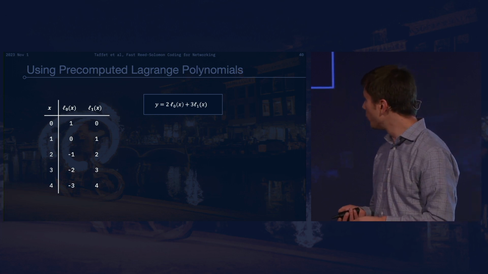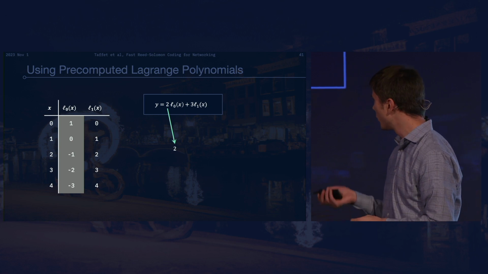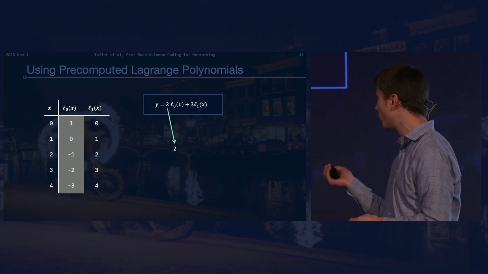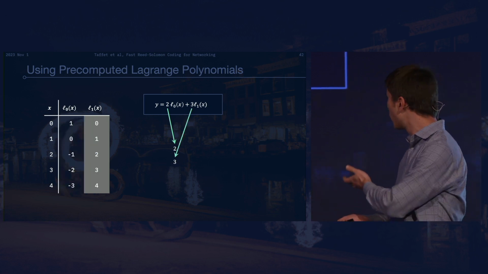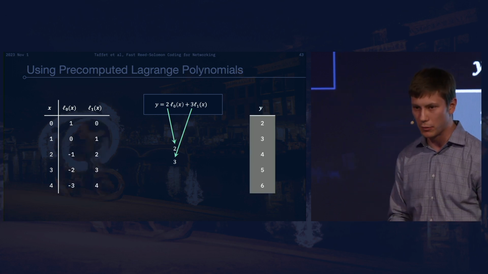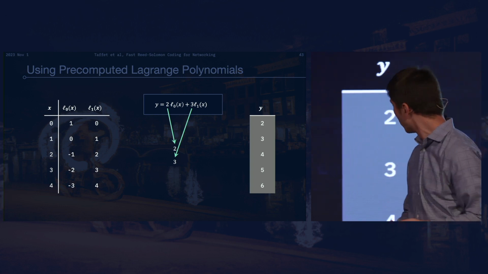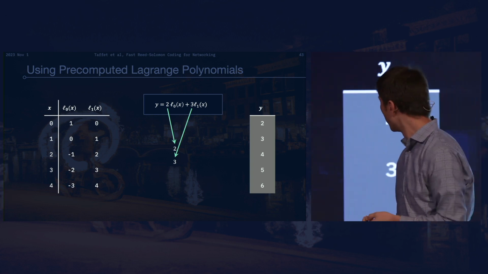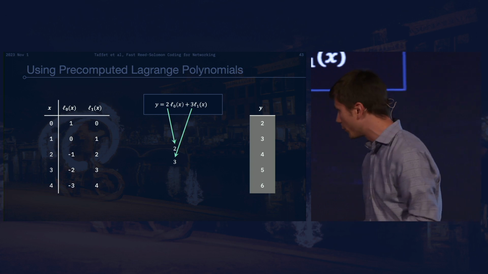Which means that you can compute y at these points by, say, taking the first column and multiplying it by 2, and the second column and multiplying it by 3, and then you add those up and you get your y values that you wanted to send. So again, the 2 points on top are the data points, and then the parity points on the bottom.